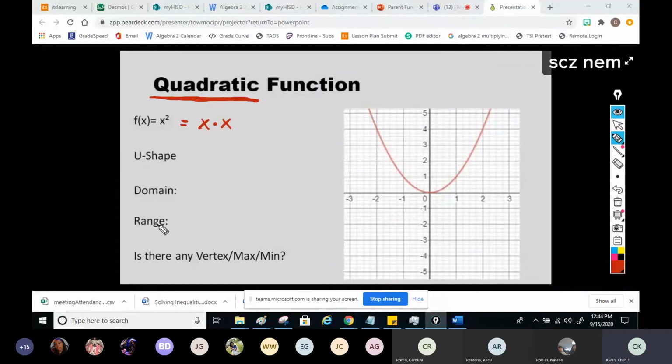The domain and range, we'll talk about it in a little bit. So when you look at this graph, make sure you understand that it extends forever to the upper right and also the upper left.